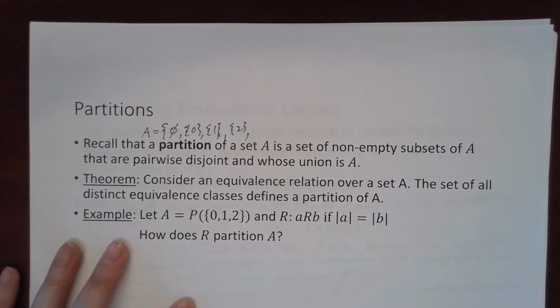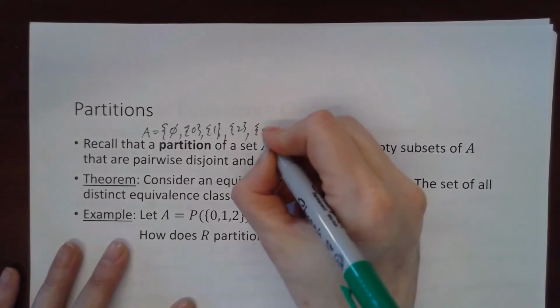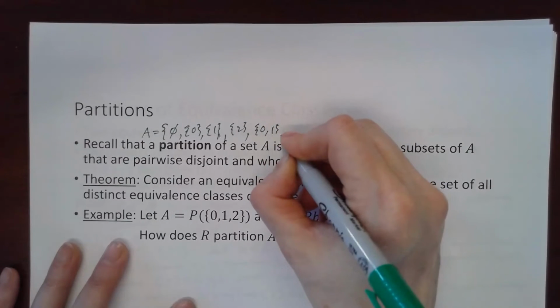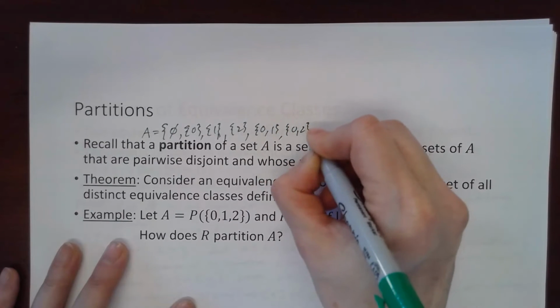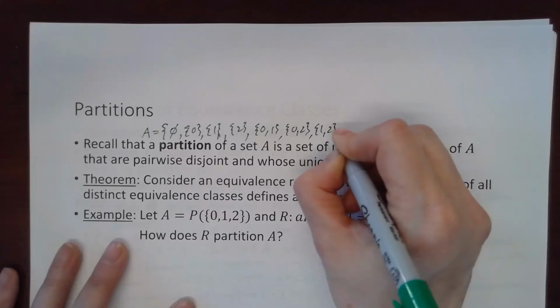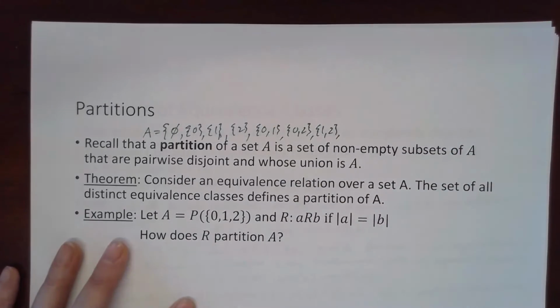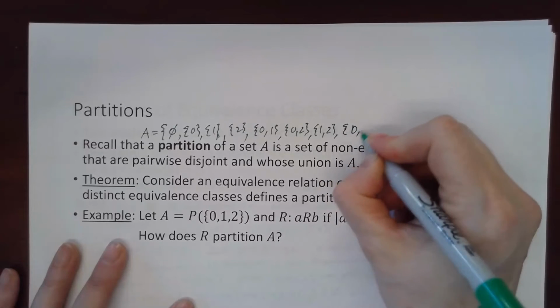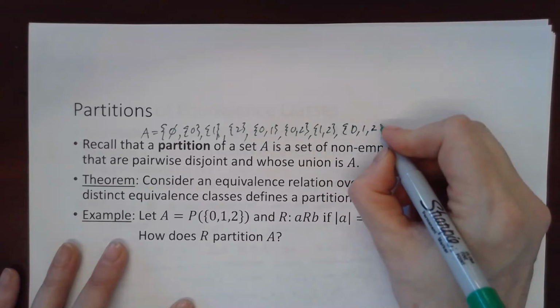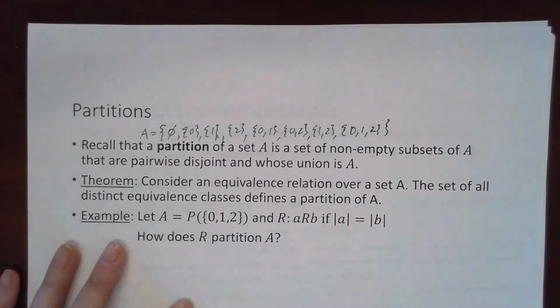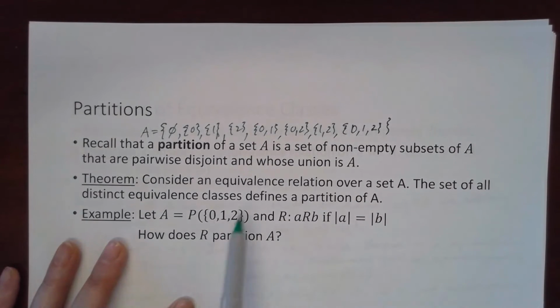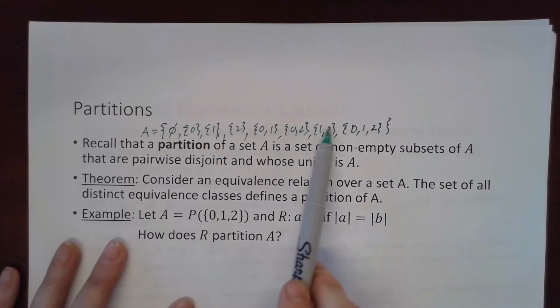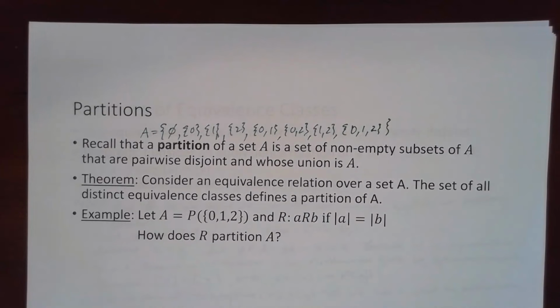Then we have sets that are size 2. So we have the {0, 1}, we've got {0, 2}, we've got {1, 2}. That should be all the sets of size 2, and then we've got the whole set itself. That's the only set of size 3. We're expecting to have 2 to the third, or 8 of them. 1, 2, 3, 4, 5, 6, 7, 8. I did a good job.